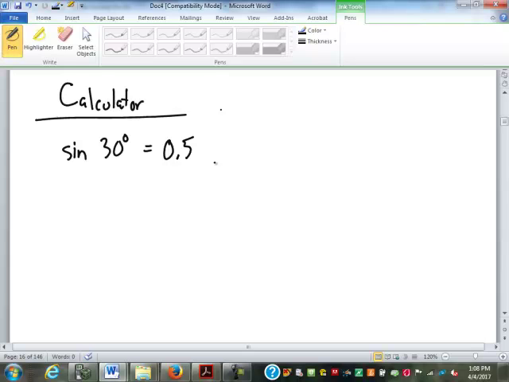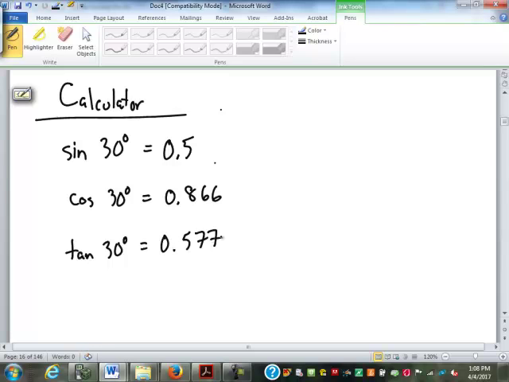Everybody got 0.5? Okay. Cosine of 30. Same thing. Hit the cosine key, type in 30, it better give you 0.866. Tangent of 30? 0.577. Good. That's where the easy part ends.